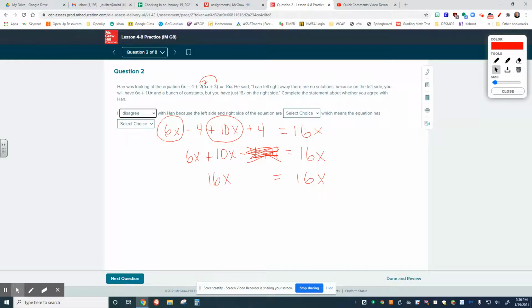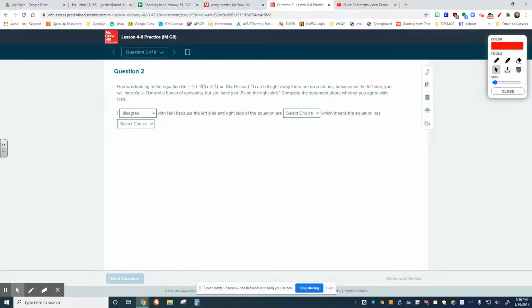Because the left side and the right side of the equation are equal, the equation has all solutions. Please select the appropriate choices and join me on problem number 3.